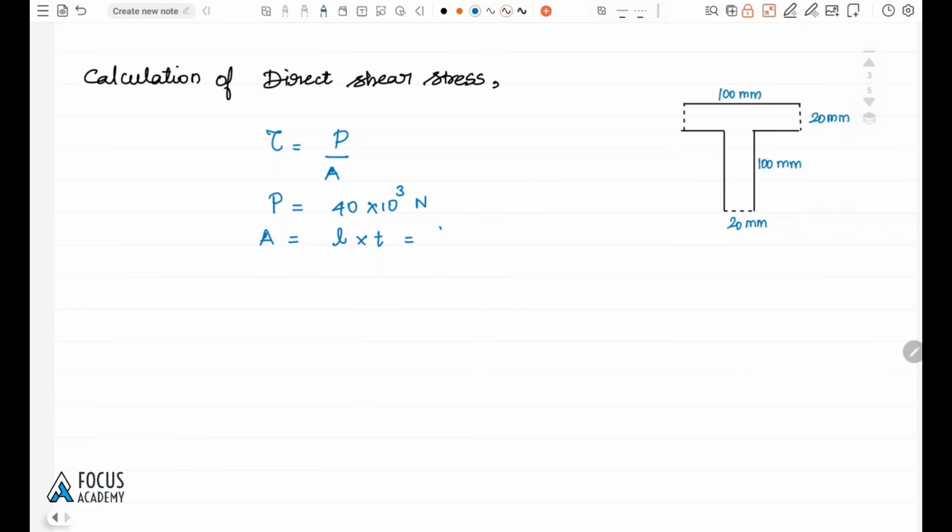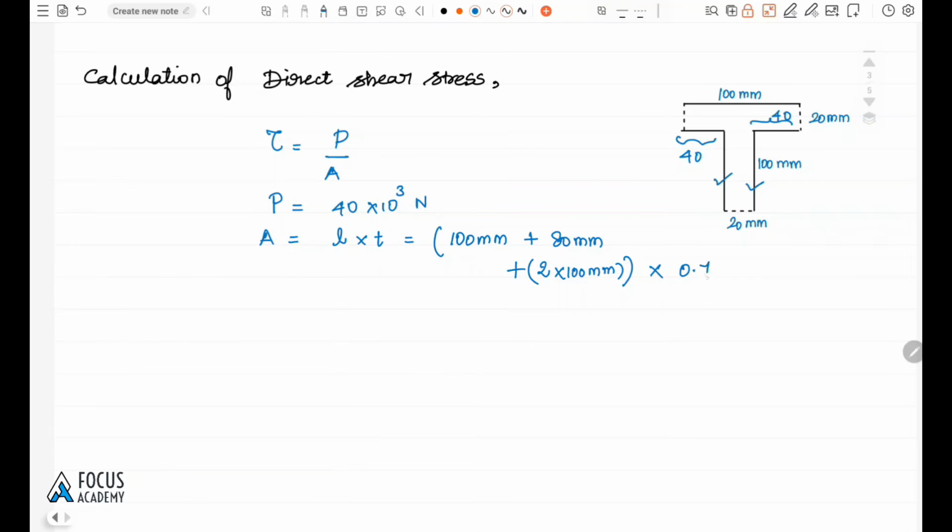So length is equal to, first thing is the 100 mm plus this side 40 and this one is 40. So total 80 mm, plus this one 100 and another 100. So 2 into 100 mm. So this is the total length of the weld, into throat thickness.